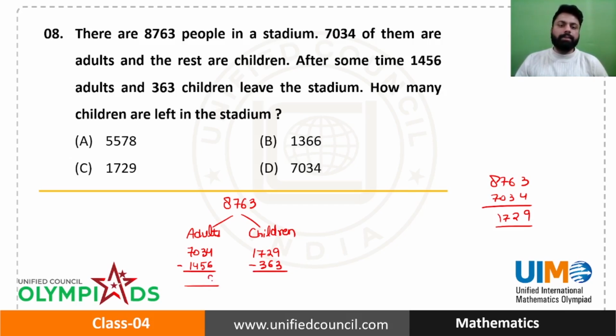14 minus 6 is 8. 12 minus 5 is 7. 9 minus 5 is 4. And 6 minus 1 is 5. These many adults are left, and then the number of children is: 12 minus 6 is 6. 6 minus 3 is 3. And then 1. 1366 children are left.